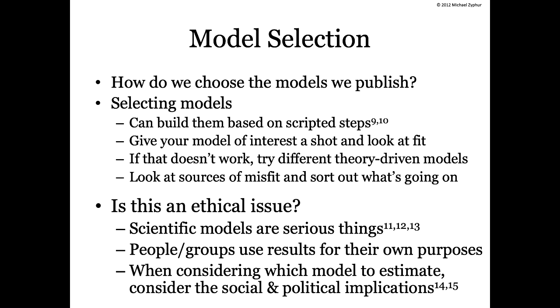So how do we actually get the models that we estimate and try to publish? Well, how do we choose these things? How do we select models, for example, when we're estimating them and looking at fit? We can build them based on scripted steps, like start from something really complicated and work down, or start from something simple and work up, or some literature says do a multi-step process. Sometimes it should involve comparing different models that are more or less plausible and looking for differences in fit, etc.